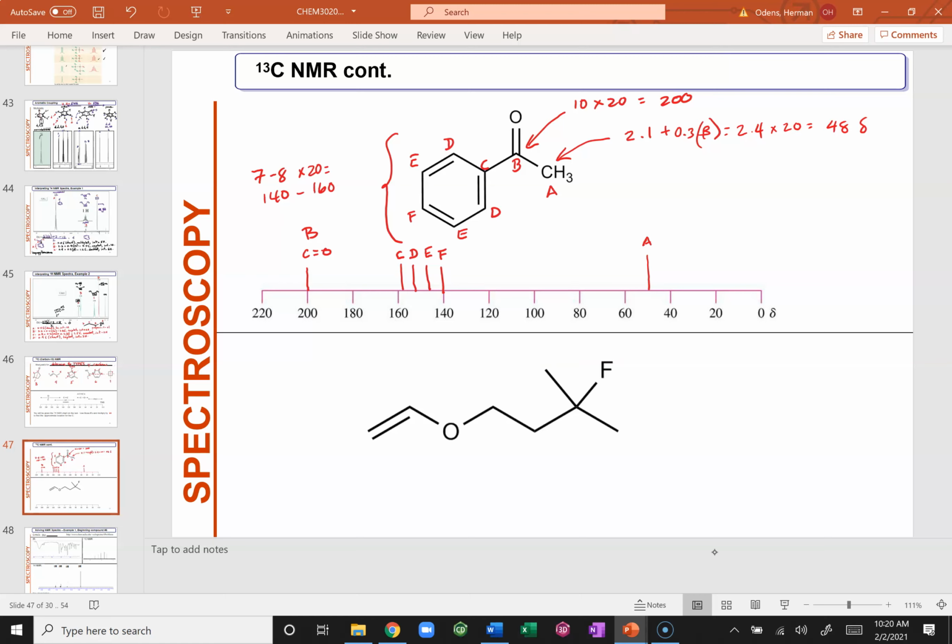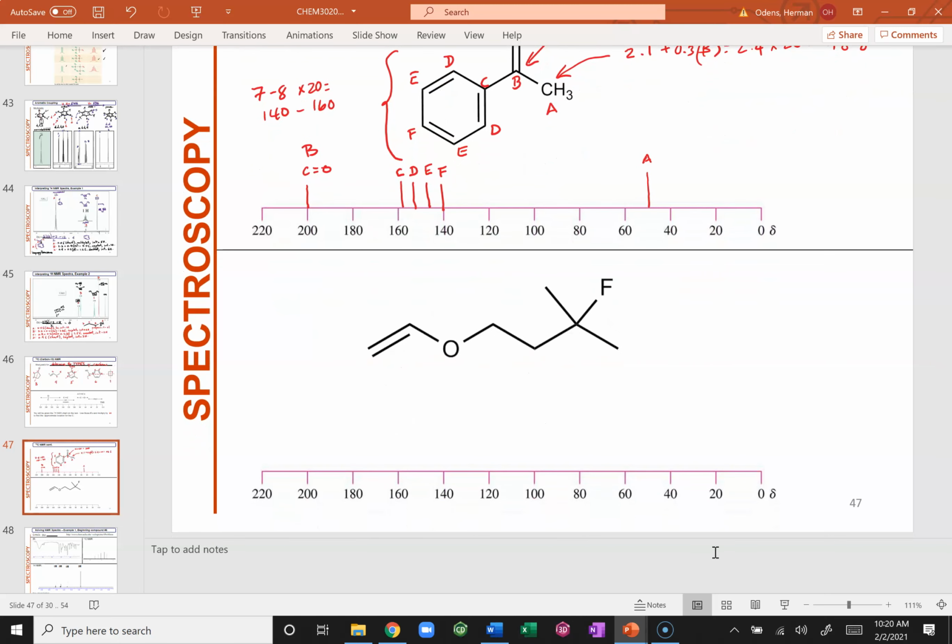Awesome. Let's do one more example. All right. So here we have an alkene. So now we have a double bond group there. So let's label this. So this would be A, B, C, D, E, and I'm going to call these G's because I already have a fluorine group there. I'm going to call that F. That would be confusing.